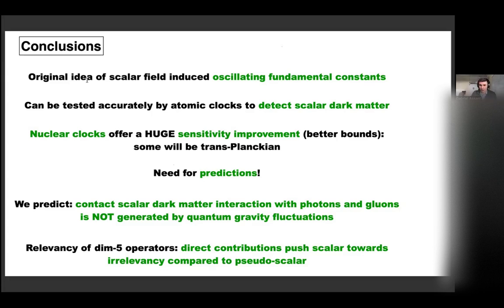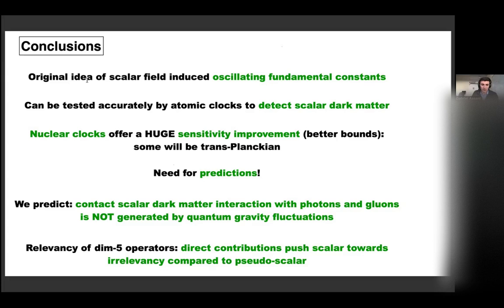Again, these atomic clocks are very precise, but in the future, nuclear clocks will take over for the strong sector because they offer huge sensitivity improvements. So much better bounds, by sometimes enormous numbers of orders of magnitude. And some of these bounds might even be trans-Planckian. So these experimental setups are very sensitive.